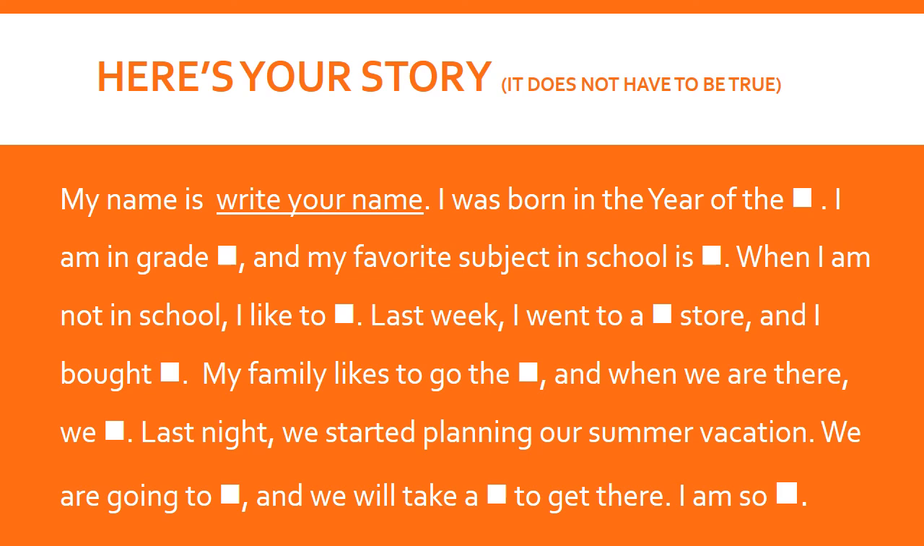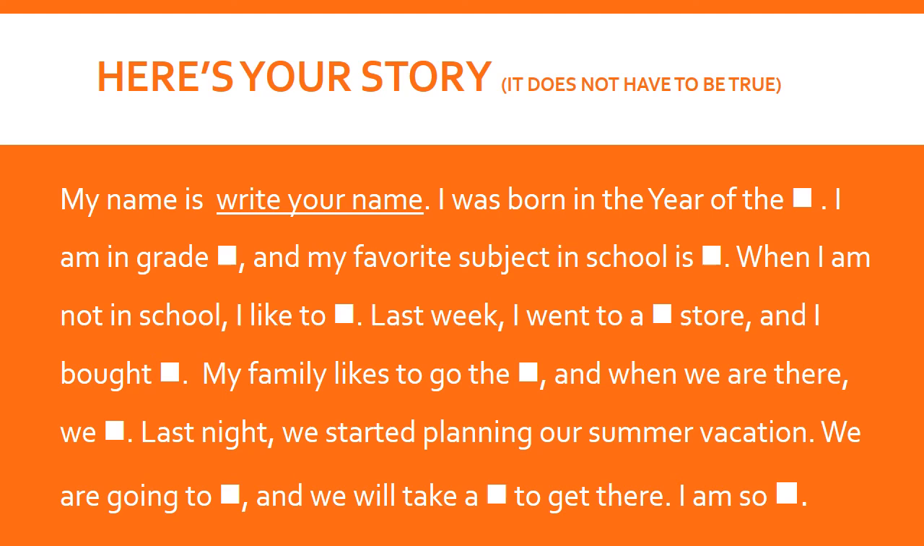So you're going to have to think of what subject you like best and think of a simple symbol to represent that subject. When I am not in school, I like to, and you're going to put in a picture of something you enjoy doing. Last week I went to a blank store. Oh my gosh, it could be any kind of thing. Grocery store, pet store, clothes store, shoe store, toy store. It could be anything. And it says, I bought.